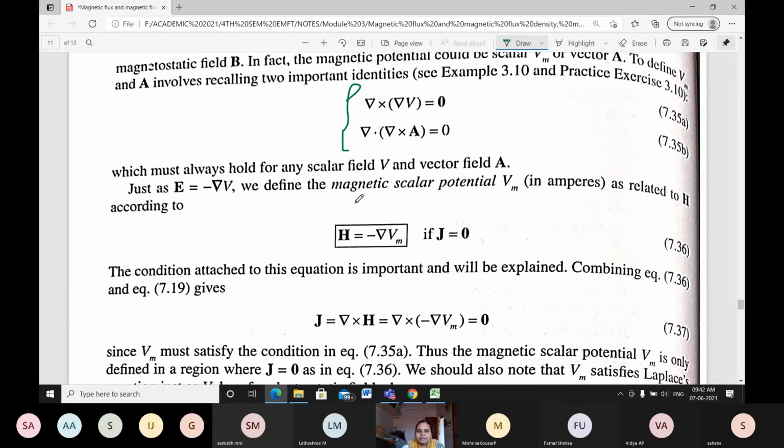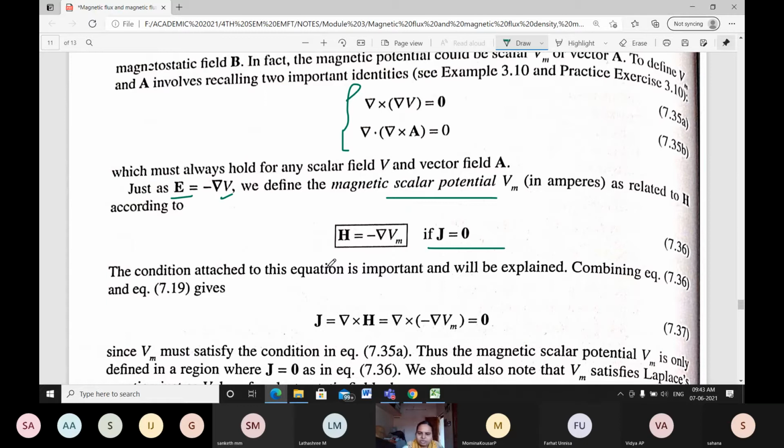Then we define the magnetic scalar potential, Vm in amperes, as related to H. What equation can I write here? In terms of the magnetic field, instead of the electric field, I can write H is equal to minus del Vm. Here for the electric field it is V; here for the magnetic field, it is represented as Vm. And if J is equal to 0, that is, the current density is equal to 0.